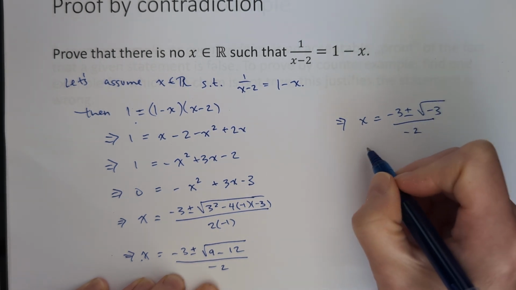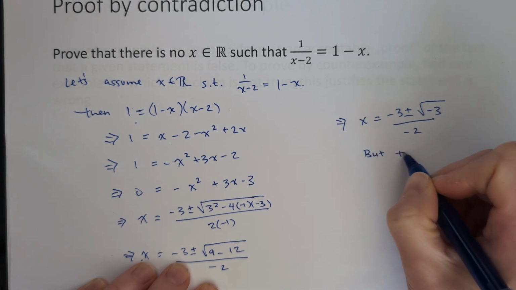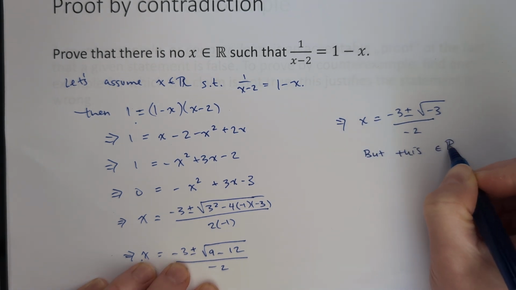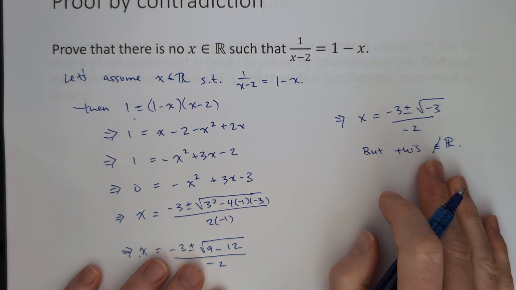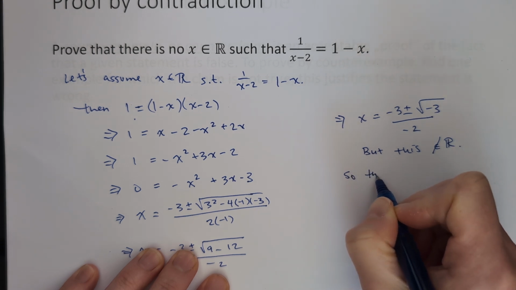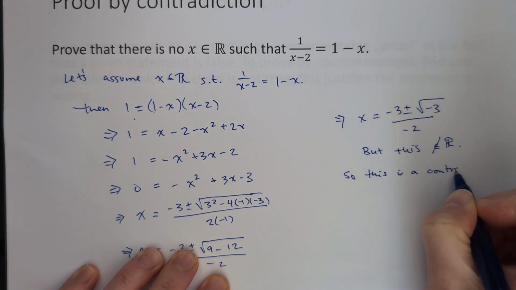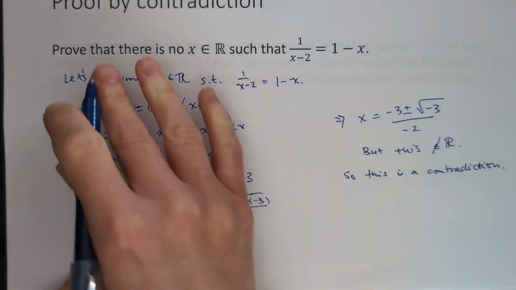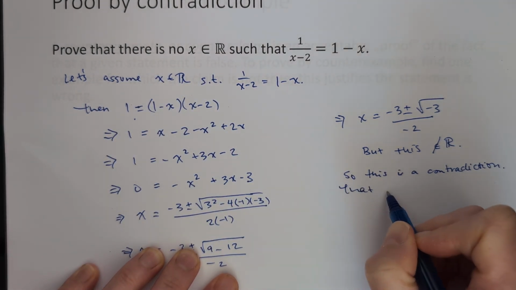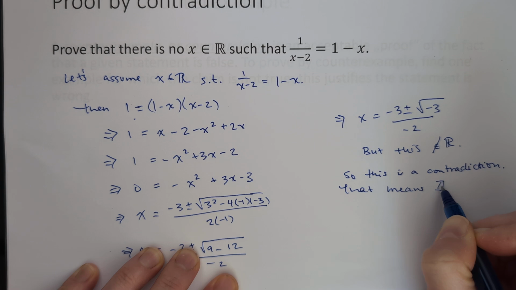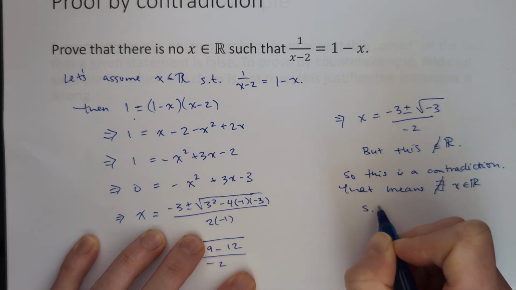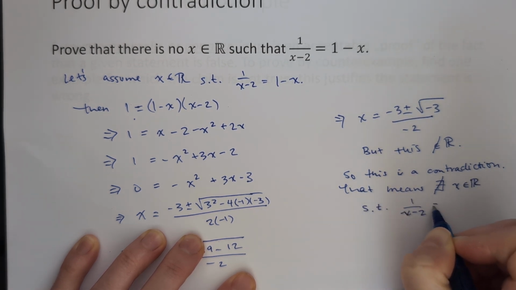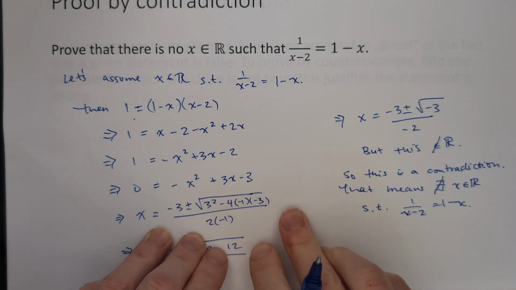But this is not a real number. But this is not an element of the real numbers. You can cross that out. That's actually the correct notation. I'm not just crossing it out because I made a mistake. So this is a contradiction. That means that there is no x. Our original premise is false. You could write it like that. You could also write there exists no x in the real numbers such that 1 over x minus 2 equals 1 minus x. And with that, we would be done.